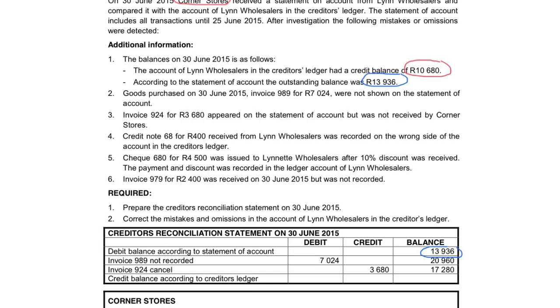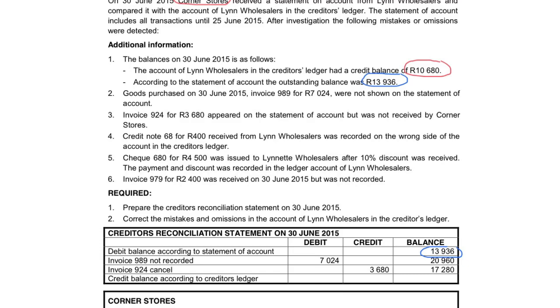Okay, if we read the rest of the entries, goods purchased on 30 June for 7,024 were not shown on the statement of account. Okay, what must we do first of all? We must determine who omitted this entry. The goods were purchased. They don't say that the goods were not purchased. The goods were purchased, but it were not shown on the statement of account. So that means that Lynn Wholesalers still have to record this entry.